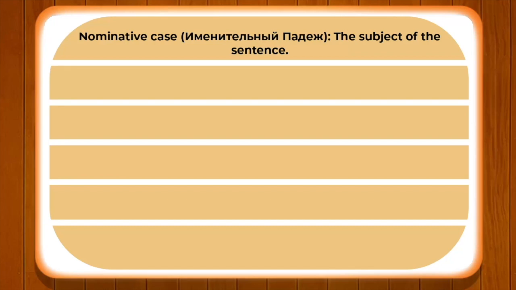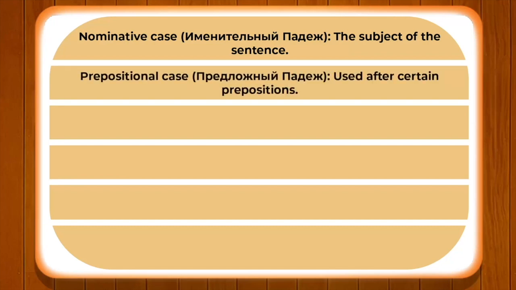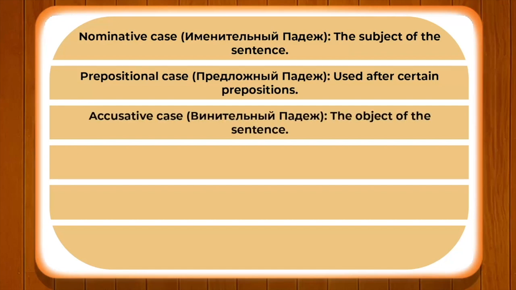The second one is the prepositional case, called in Russian predlozhny padezh. This case is used after certain prepositions, like we already know, v and na, which can be defined as in, at or on. And then the third one is the accusative case. It is known as vinitelny padezh in Russian. Vinitelny padezh is where the object of the sentence is determined.